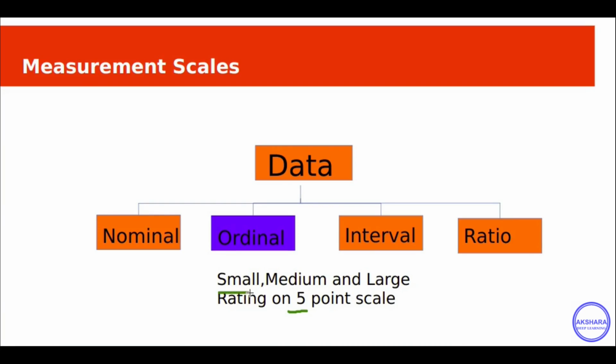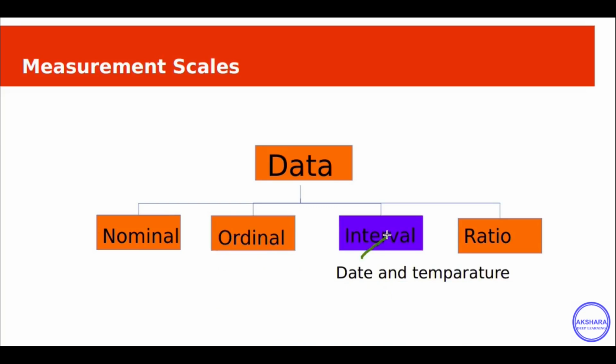Other example, small, medium and large. These are, suppose, the sizes of our shirt. We can compare these shirt sizes. Here order is meaningful, but we cannot say that two ratings will be equal to rating 4. Means here also arithmetic operations are meaningless.